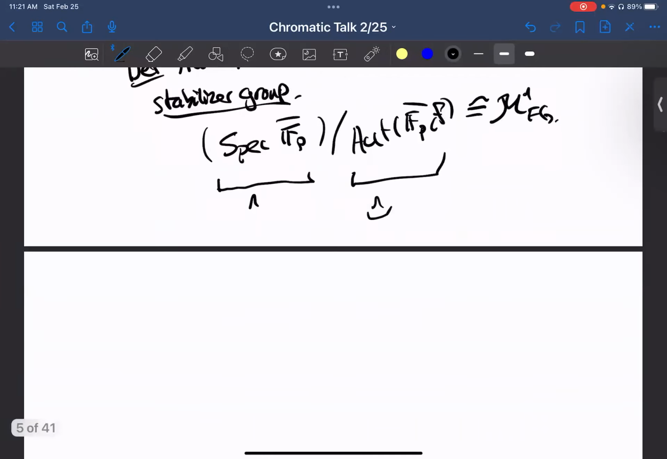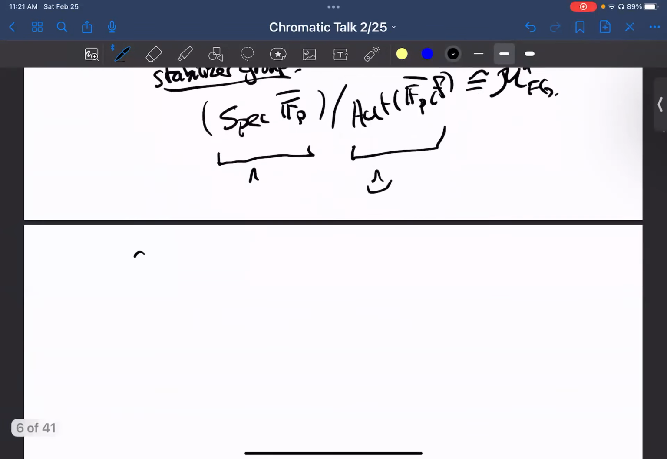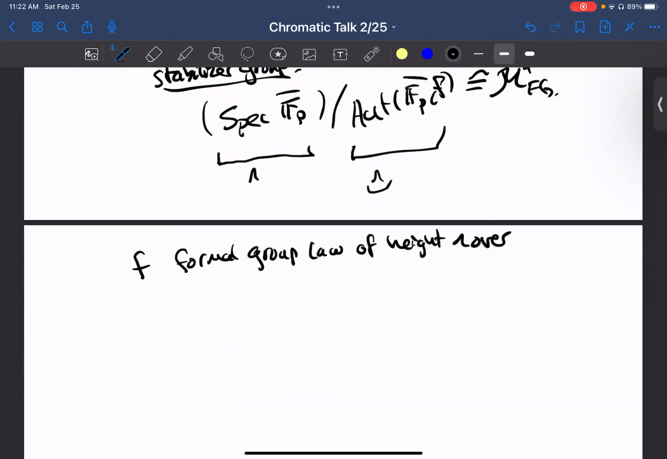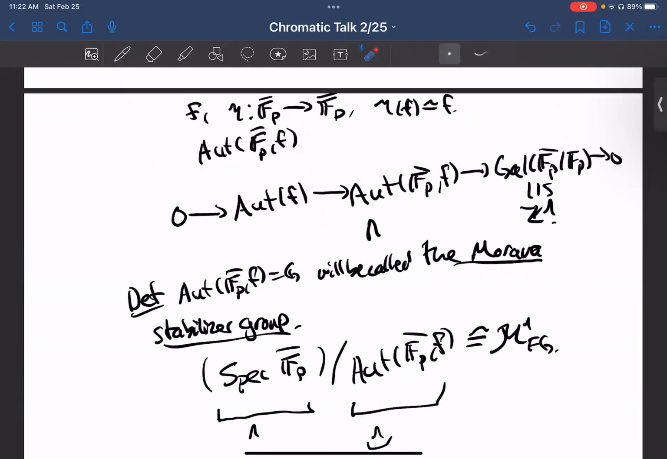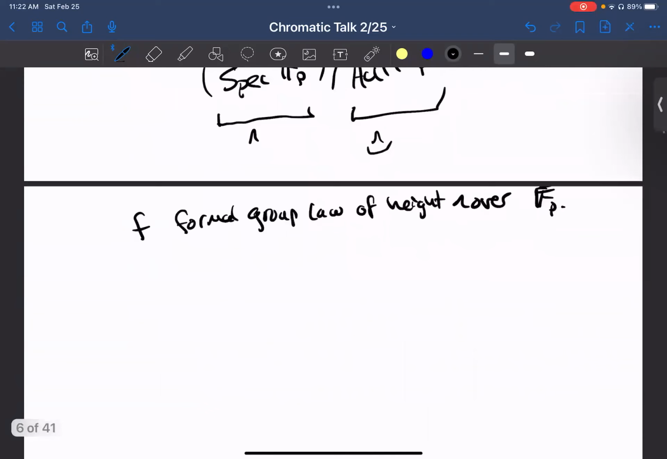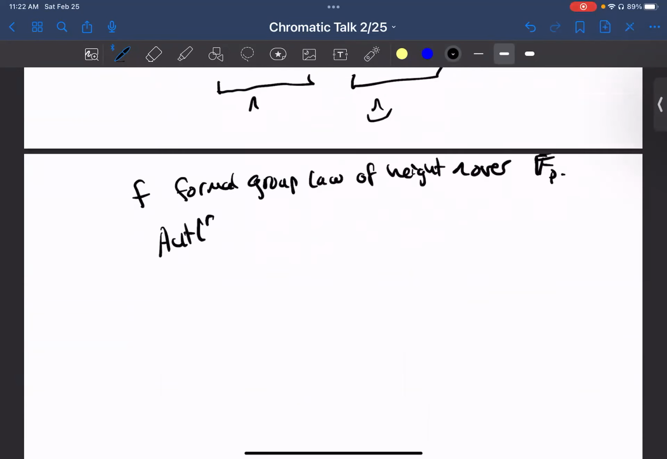So we start by looking at our power series F. So this is going to be some formal group law of height n over FP bar. This uniquely determines it up to isomorphism. And our first step is to look at what this group here is. So we have that Aut of F is equal to the group of units in this ring, End of F.